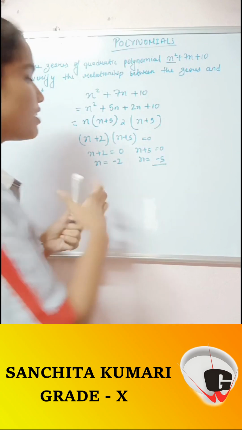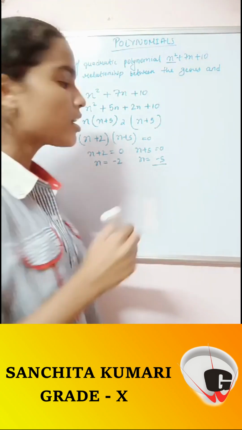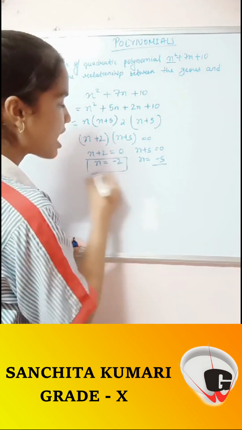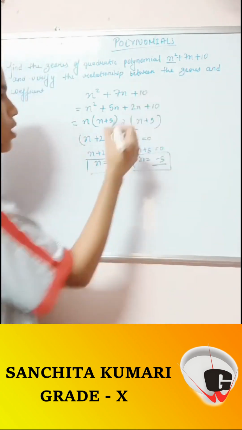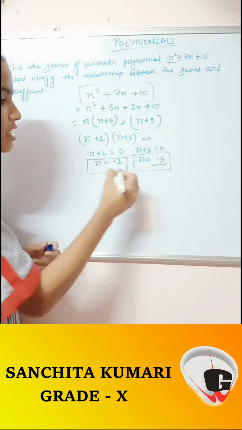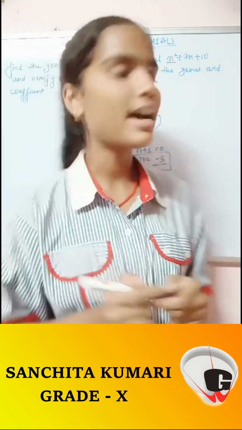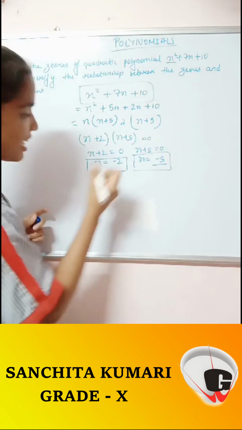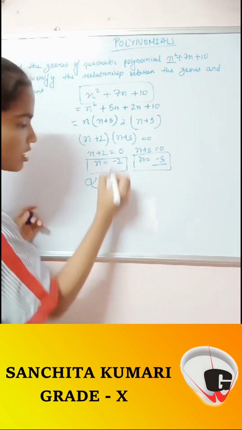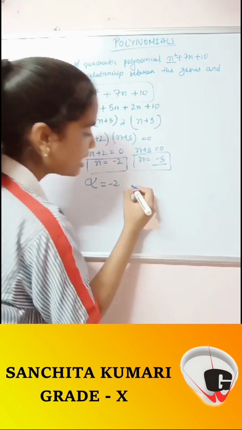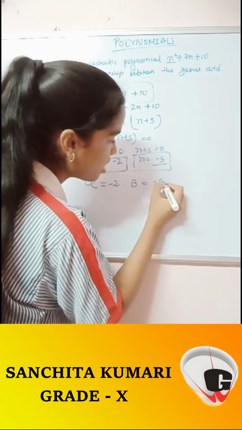So these are the two values which we get, and these are what? These are the zeros of this polynomial. Okay, these two are the zeros of this polynomial. Now how will you verify it? Let's take this as alpha, that is minus 2, and this as beta, that is minus 5.